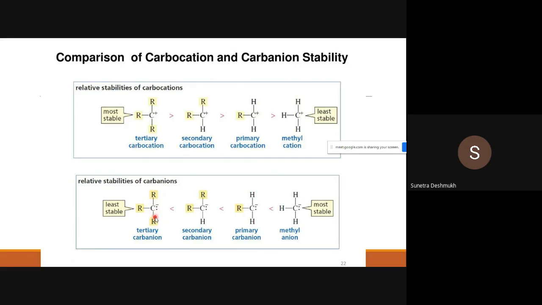Okay, so the same thing we have observed in hybridization, sp3, sp2, sp, the same comparison we have observed over here in case of inductive effects. So the carbocations and carbanions do show totally opposite effects with each other. In case of carbocations, +I effect increases the stability, and in case of carbanions, +I effect decreases the stability.